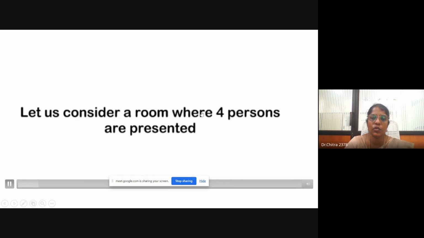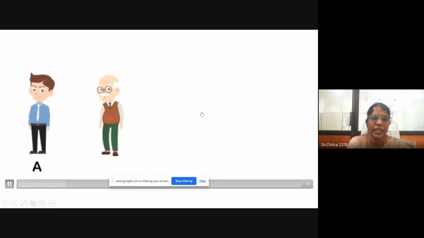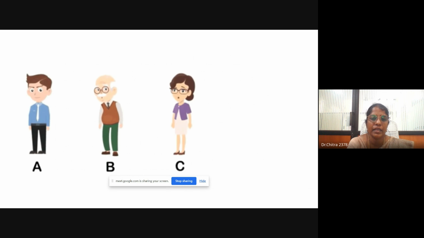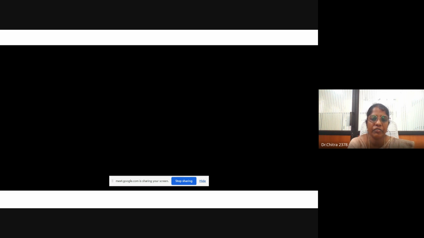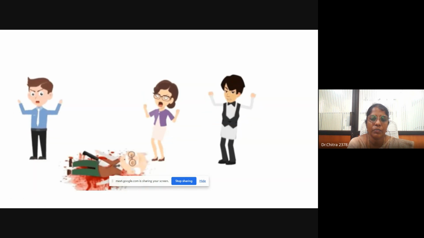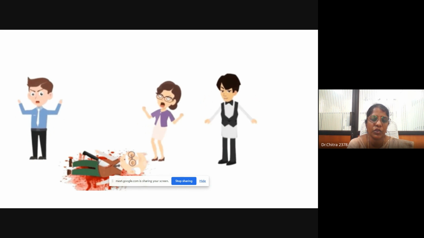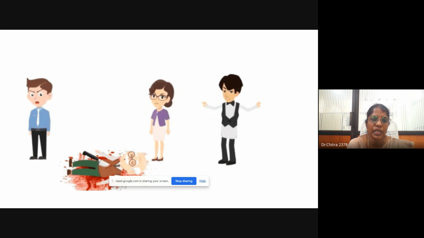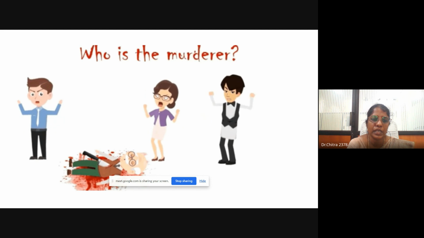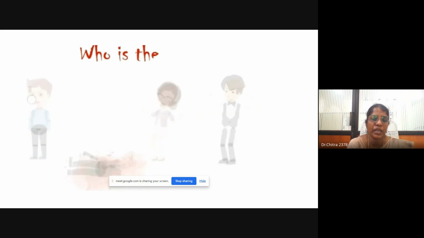For example, consider a room where 4 persons are present, that is A, B, C, and D. After some time the power went off, and then finally one person was murdered. Our aim is to find who is the murderer. That is our objective or goal. How can you find that? Because one of A, B, C, D is killed and other possibilities are there. It can be done by A and C, or A and B, or C and D. So many possibilities are there. It's a combination. Or A alone can do this, or C alone can do this.